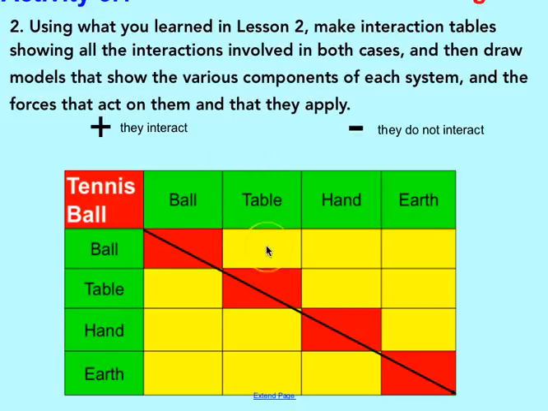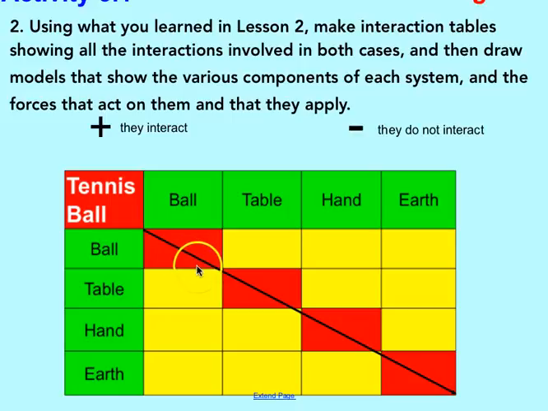So in here you'd put a plus if they interacted. So did the ball interact with the table? Yes. Did the ball interact with the hand? Yes, it would be a plus sign. Did the ball interact with the earth or gravity? Yes. However, when you get to this one right here, did the table interact with the hand? Did it? No, unless my hand's resting on the table. If I tapped it and my hand wasn't resting on the table, there is no interaction. So no, you'd have a minus sign here. So go ahead and fill this in.